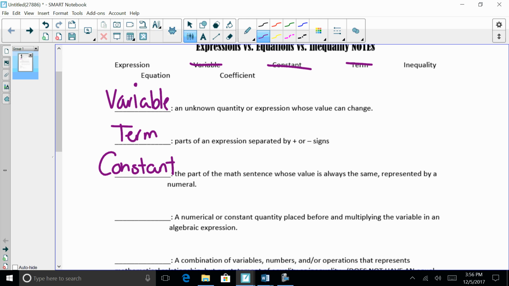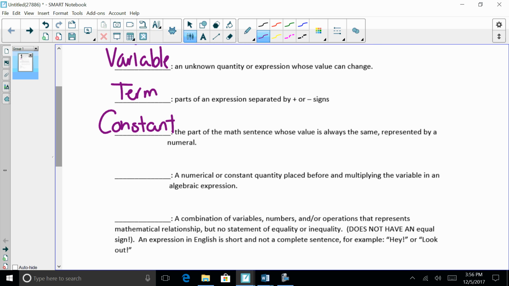A numerical or constant quantity placed before and multiplying the variable in an algebraic expression. So this is the number that gets attached to our variable, attached to our x in most cases. This is going to be a coefficient.